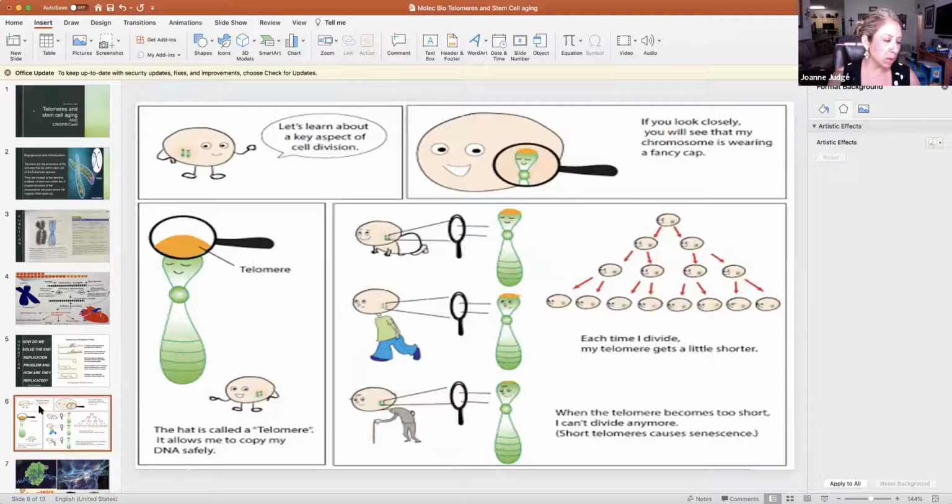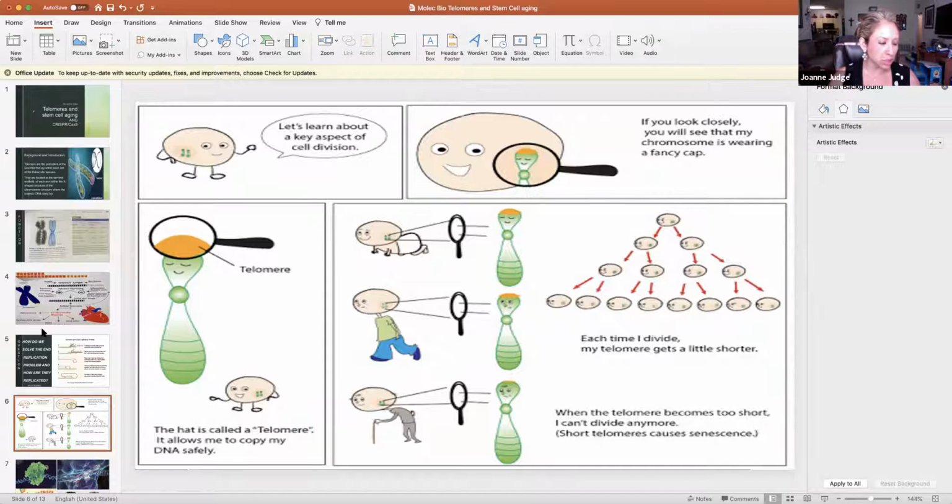How do we solve the end replication problem and how are telomeres replicated, you ask? The end replication problem causes telomeres to shorten over successive cell divisions. Solving the end replication problem is a key function of telomerase, the enzyme that replicates telomeres. First, let's learn about key aspects of cell division and the central dogma.